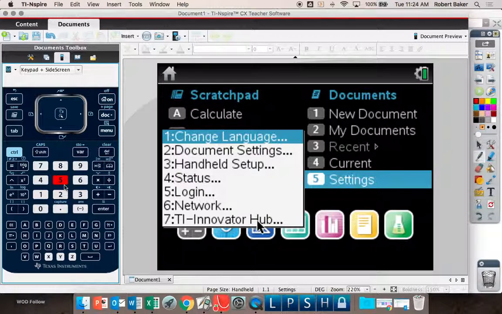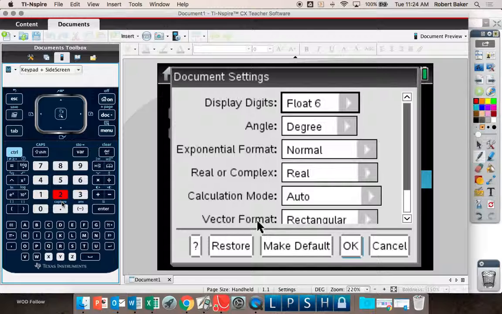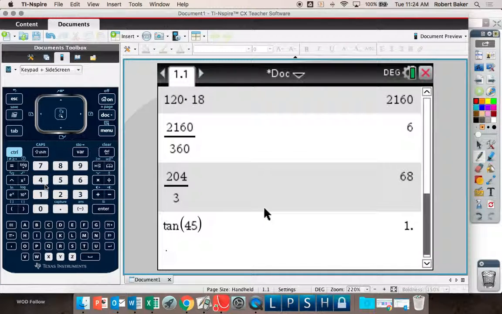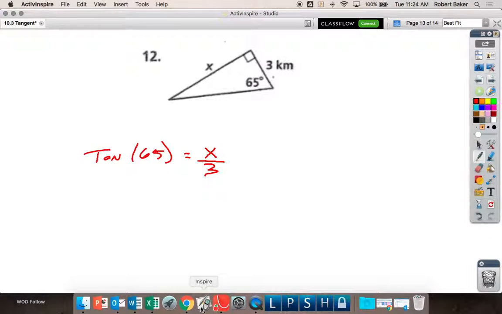5, 2, angle has to read degrees. Once you do that, please hit make default. So make it a default and hit OK. And you should be good to go. Now it should read DEG up here. You good? Okay, so let's get back to the magic.